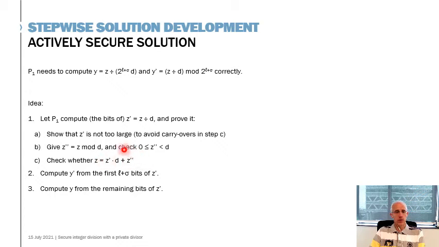For that, we want to avoid carryovers here, modulo our MPC modulo. So we also need to show that z prime is not too large. But if we combine those three steps, we can assure that P1 computes z prime correctly, and given that, we can compute within the MPC framework y prime from z prime and y from z prime. Why is that? If you look at this expression, this is c prime, so y prime will be the first L plus sigma bits, and y will be the remaining L plus sigma bits. And that way we can also make an actively secure solution.